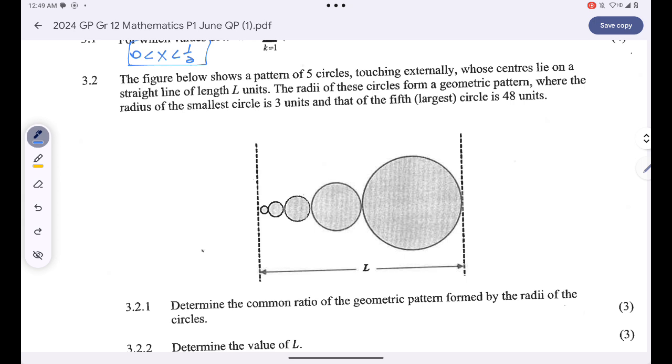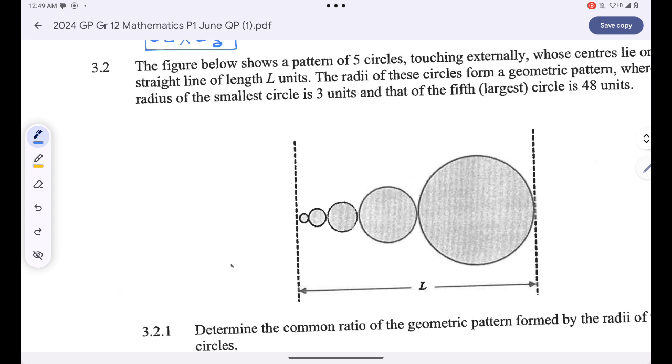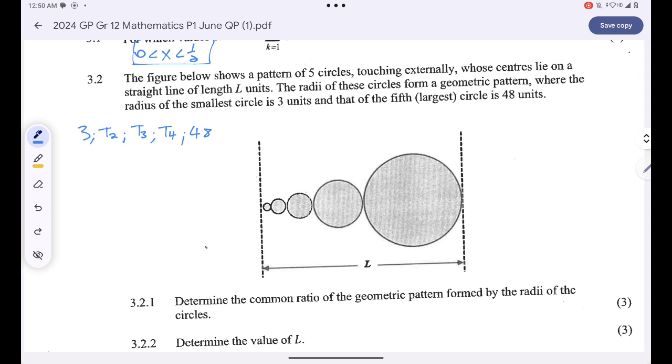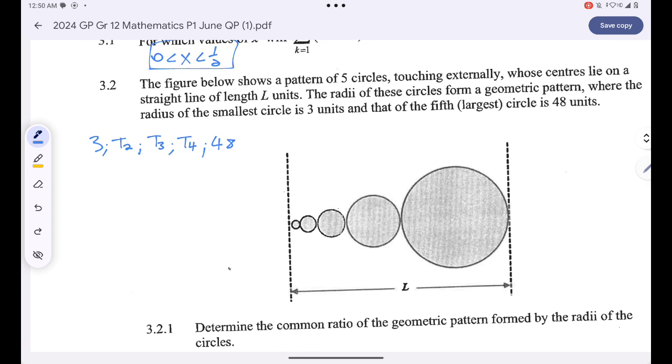Okay, I'm told that the radii form a geometric number pattern, which simply means that the first term of my geometric pattern will be 3. I do not know the second term, don't know the third term either, as well as the fourth term, but I do know that my fifth term is equal to 48. Are you together? Okay, and then on the first question, they want us to determine the common ratio of the geometric number pattern formed by the radii of the circles.